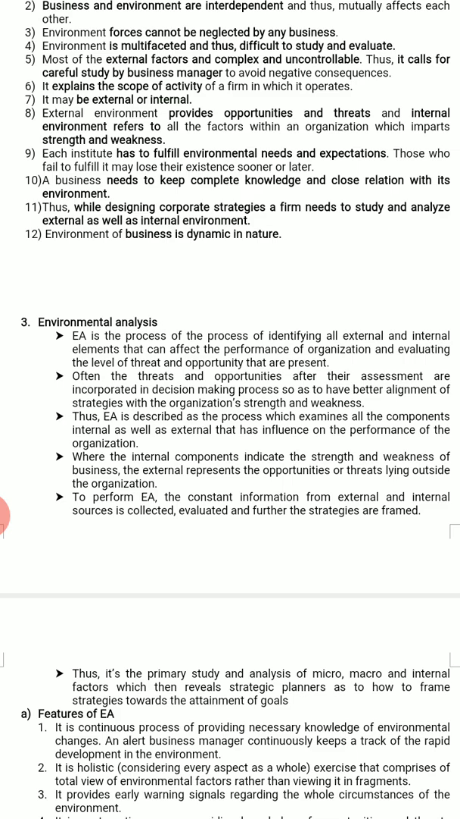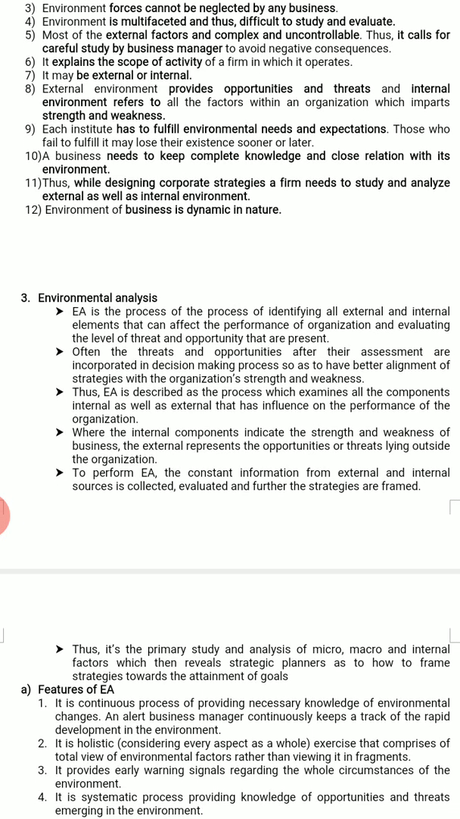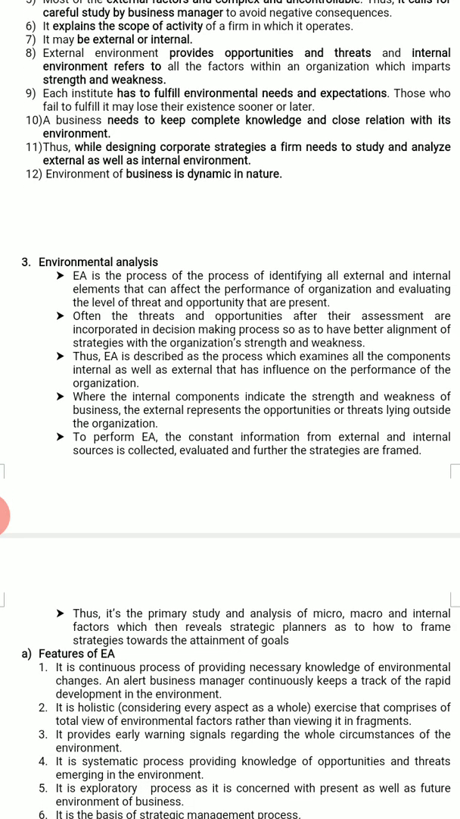It does explain the scope of activity of the firm in which it operates. That means the next characteristic is it gives the area of activity to the firm, that these many things are to be done. It may be external or internal, as I said earlier also. The next characteristic is external environment provides opportunities and threats, while internal provides or reflects the strength and weakness of the company. Each institute has to fulfill the extra environmental needs and expectation. Those who fail to fulfill it may lose their existence sooner or later.